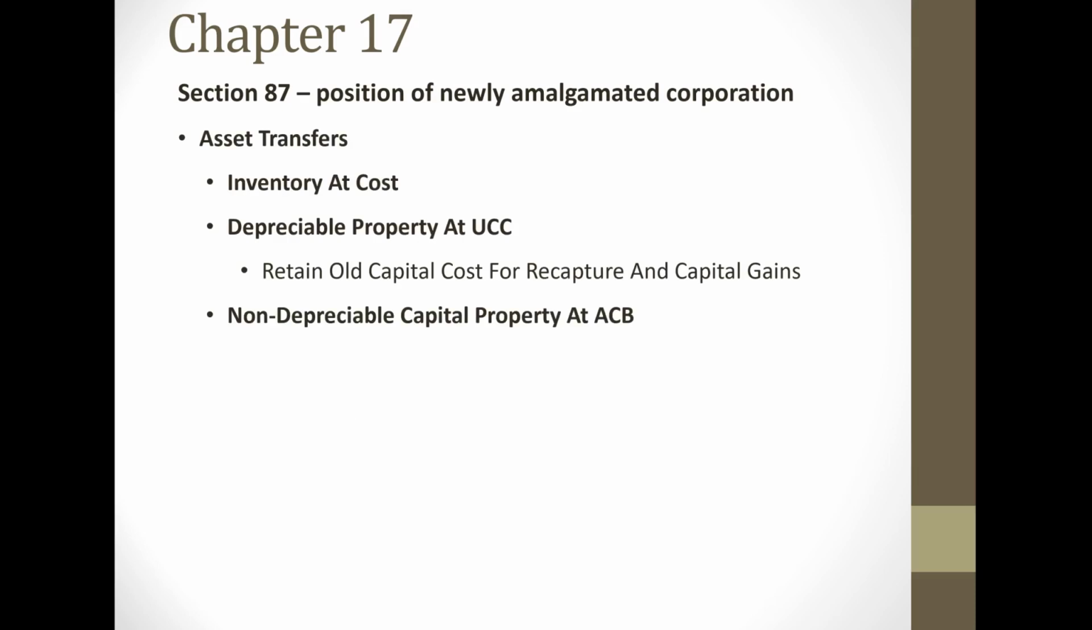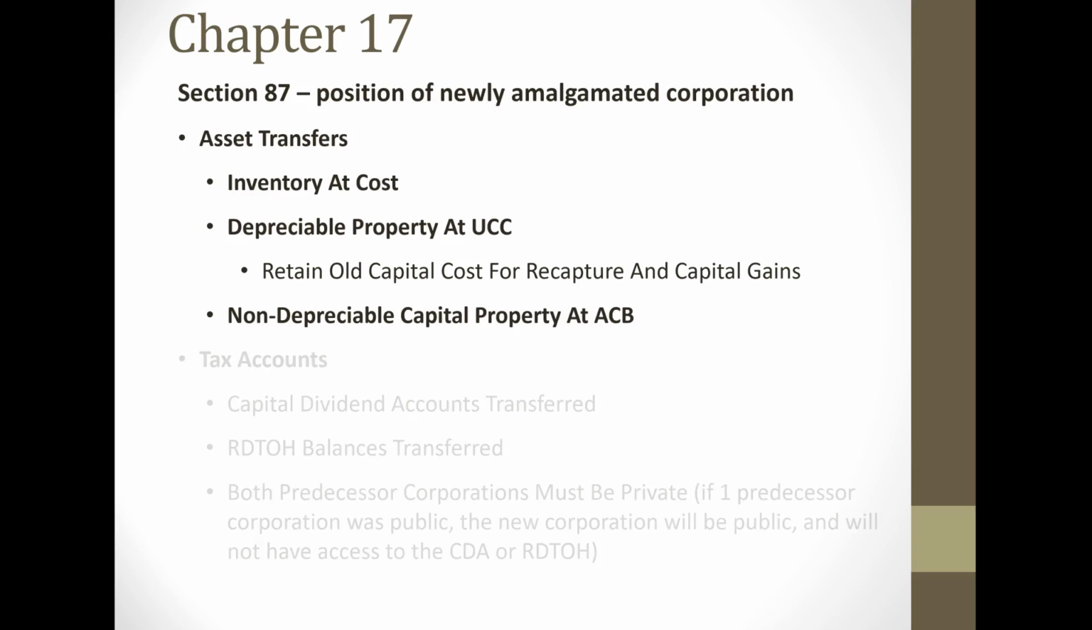Well, the asset transfers will be at cost. Inventory will be transferred at cost. So inventory will be held by the newly amalgamated corporation at the cost held by the former corporations. Any depreciable property will be at UCC. The old capital cost will be retained for any recapture and capital gains purposes. And for non-depreciable property, that will be held at ACB as well.